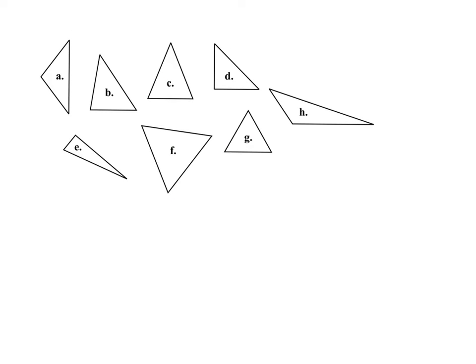In the last segment of this video, I'm going to show you how we can classify triangles. And in this picture of a whole bunch of triangles, you can see that we have triangles that have different lengths of sides, and we have triangles that have different measures of angles. So those are actually the two ways that we can sort triangles. We can sort them according to the property of their sides and according to the property of their angles.